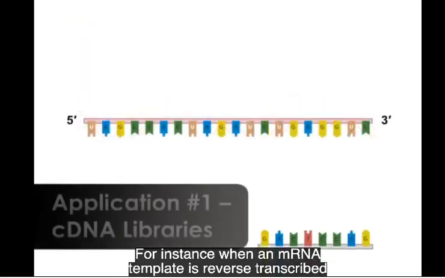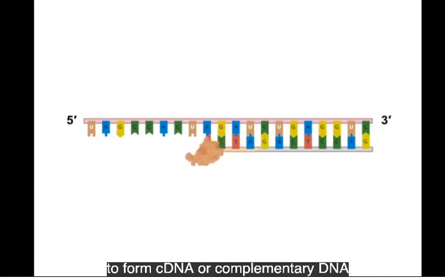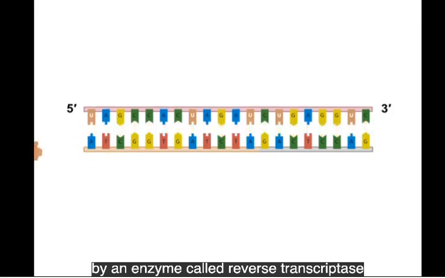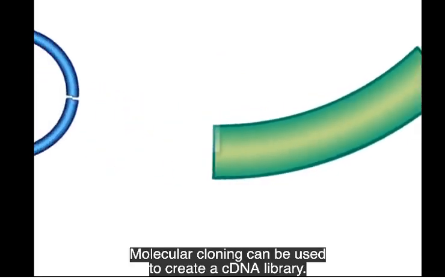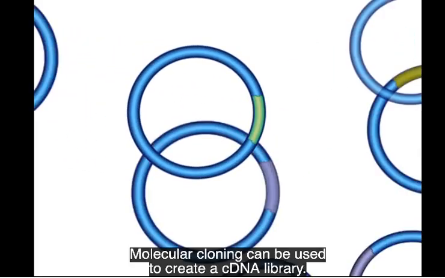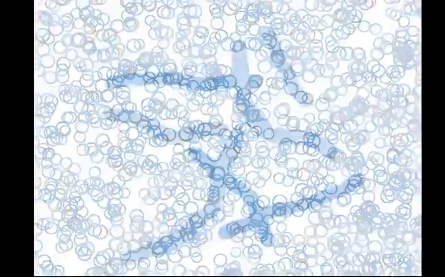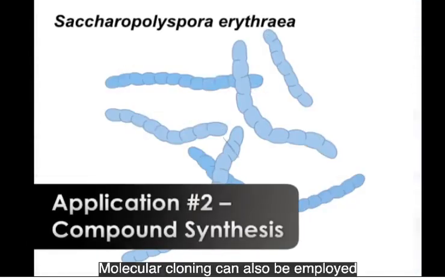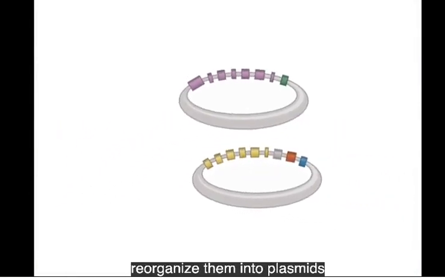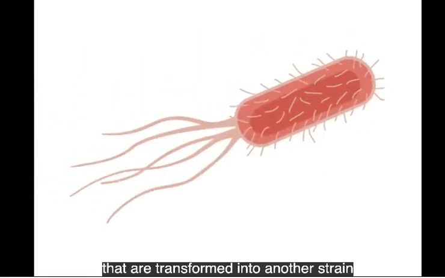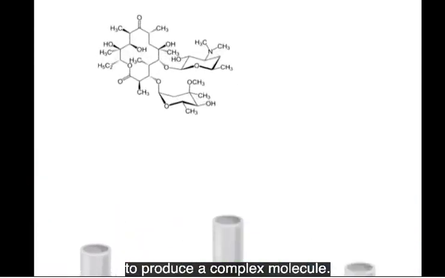For instance, when an mRNA template is reverse transcribed to form cDNA or complementary DNA by an enzyme called reverse transcriptase, and then PCR is used to amplify the cDNA, molecular cloning can be used to create a cDNA library, a library of all the genes expressed by a given cell type. Molecular cloning can also be employed to take a series of genes or gene cluster from one bacterial strain, reorganize them into plasmids that are transformed into another strain, so an entire biosynthetic pathway can be recreated to produce a complex molecule.